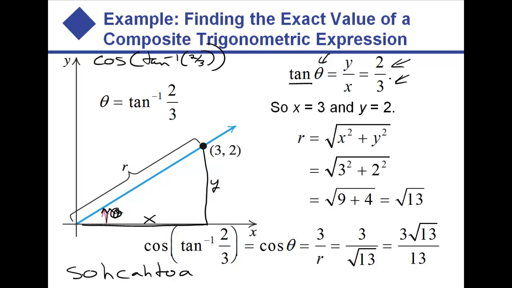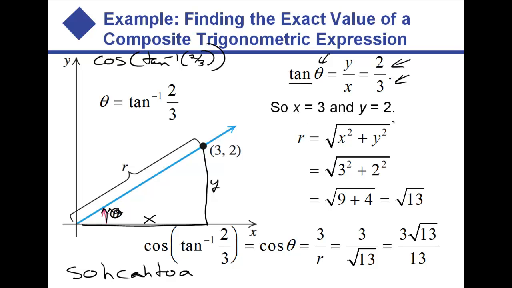SOHCAHTOA: sine is opposite over hypotenuse, cosine is adjacent over hypotenuse, and tangent is opposite over adjacent. So tangent is y over x. And since that equals 2/3, that just means y equals 2, x equals 3.